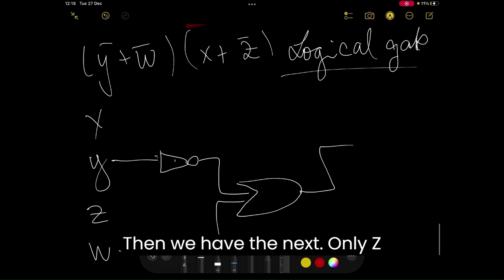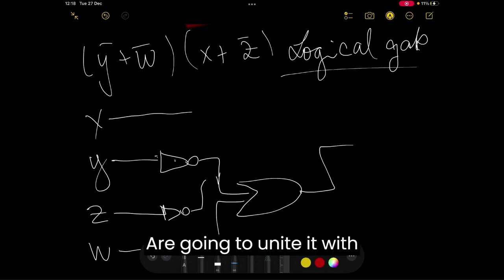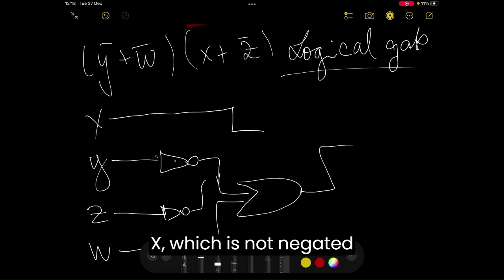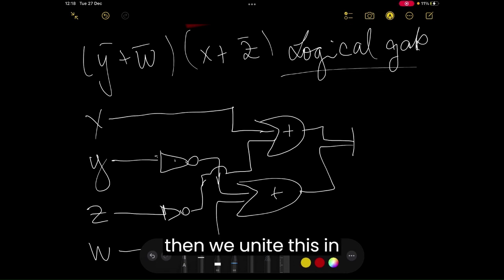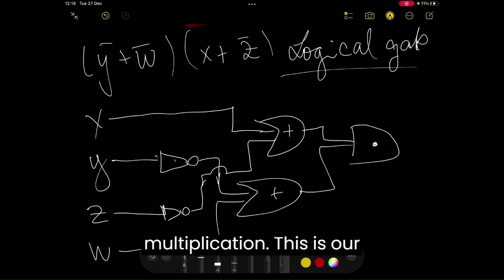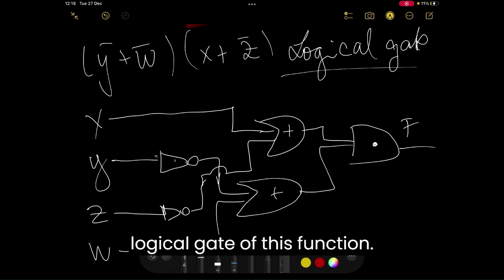Then we have the next two, only Z is negated, and we are going to unite it with X, which is not negated. Addition, plus, and then we unite this in multiplication. This is our function. This is how we draw this logical gate of this function.